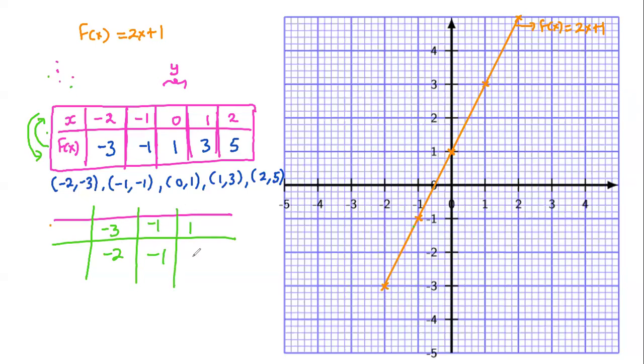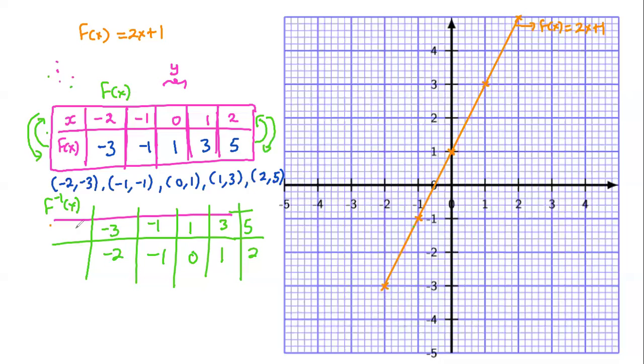We shall have 1 and 0. We shall have 3 and 1. And we are going to have our 5 and 2. This is what we call f inverse of x. Whenever we are finding the inverse of this, our function f of x, we interchange. Your x becomes your y, your y becomes your x.